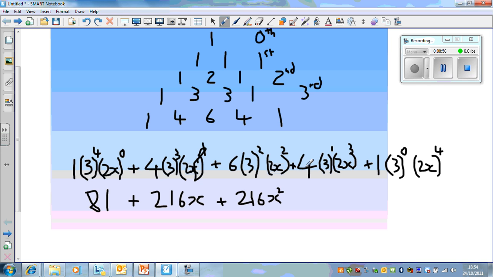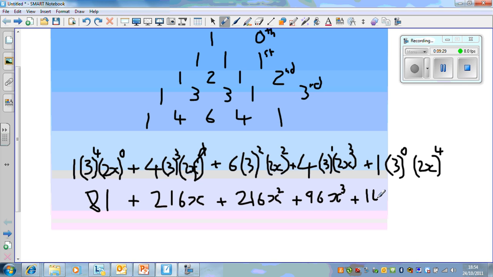That'll be our job. Now 4 lots of 3, 12. 12 lots of 2 cubed. So 12 lots of 8 is 96. I hear the rugby on in the background. There we go. Right. 96x cubed. And finally, 1 lot of 3 to the power of 0. 3 to the power of 0 is 1. 1 times 1 times 2 to the power of 4. So that's 16.